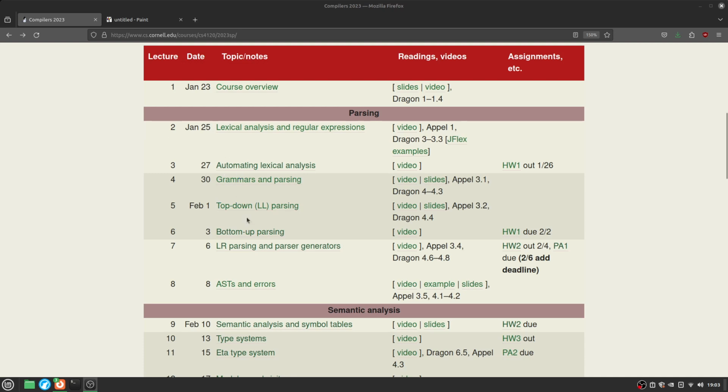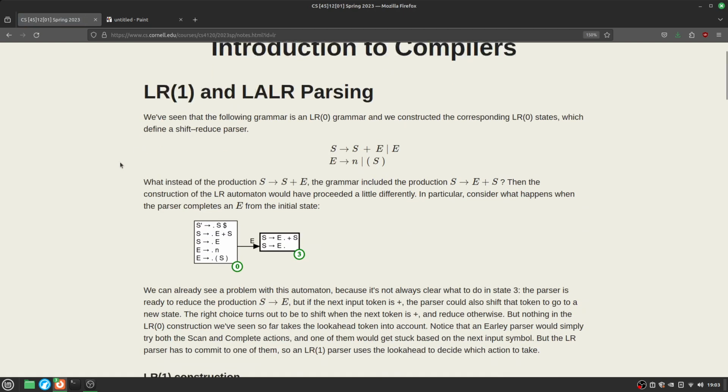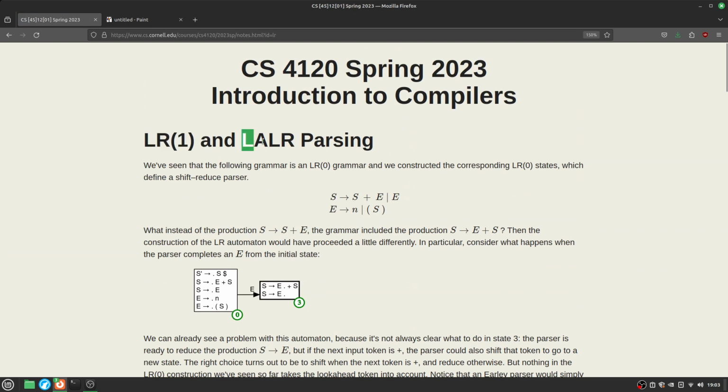Okay, next lesson is lesson number 7, LR parsing and parser generators. LR1 and LR parsing. We've seen that the following grammar is an LR0 grammar, and we constructed the corresponding LR0 states, which define a shift-reduce parser. So it's LR0 because it has no look-ahead symbol, so I'm guessing LR1 has one look-ahead symbol.